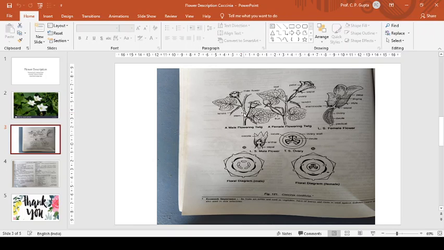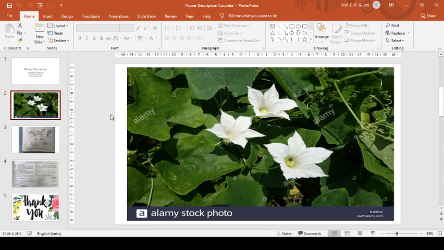Corolla petals 5, gamopetalous, white, bell-shaped, and aestivation is valvate. This is male flower.